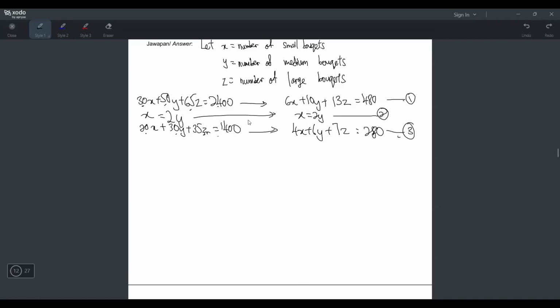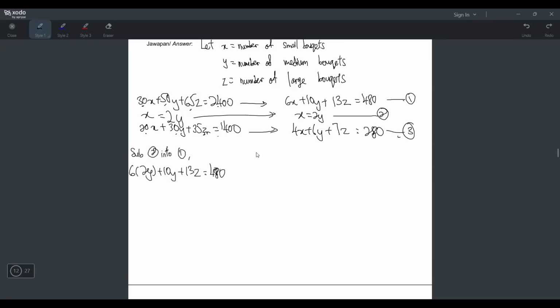And after you do that, you will end up with two equations with only y and z. And then you do simultaneous one more time, then you get the answer already, right? Okay, so I will write here, sub 2 into 1. So when I sub 2 into 1, what happens? I will look at equation 1 and I will write 6 bracket plus 10y plus 13z equals 480. And then for the x, I sub with 2y like this, right?